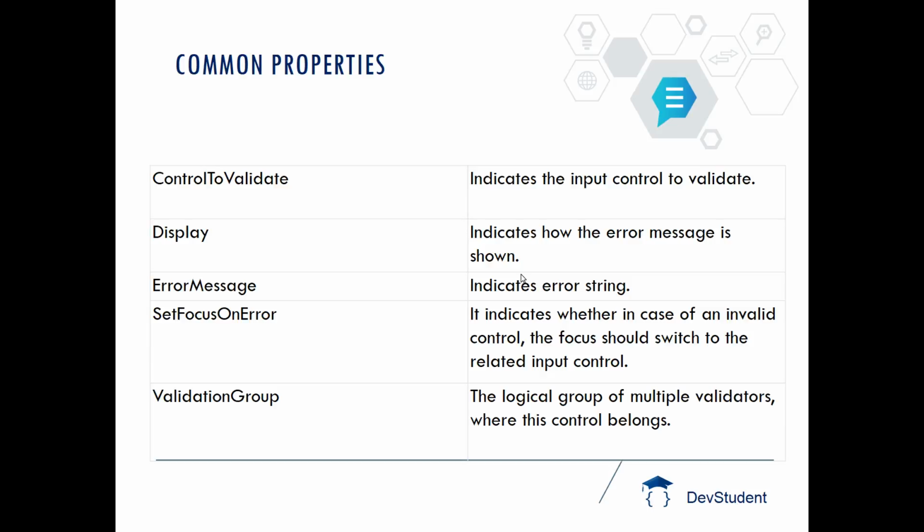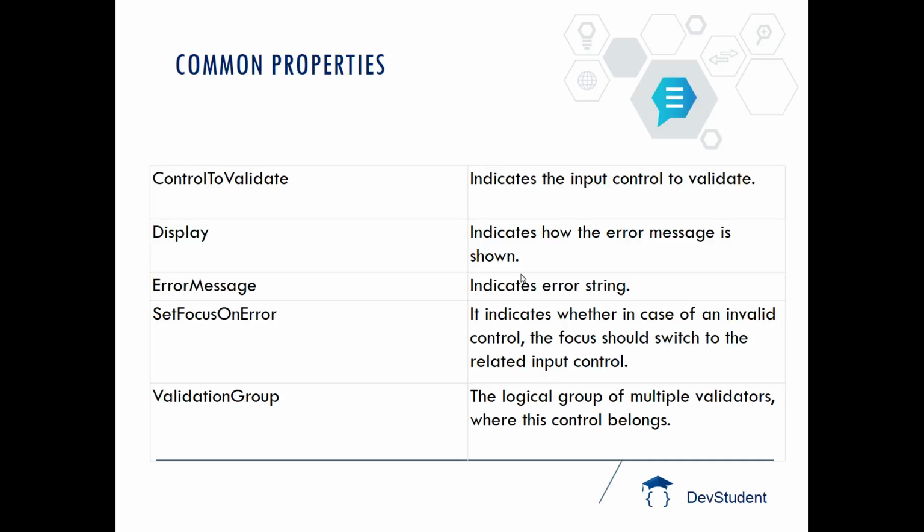And finally, the property here is validation group. This is a logical grouping of multiple validation controls. If you have more than one validation control in a web form, you can group multiple controls into a group so that when you click on a button, all the validations grouped for that button will be displayed.